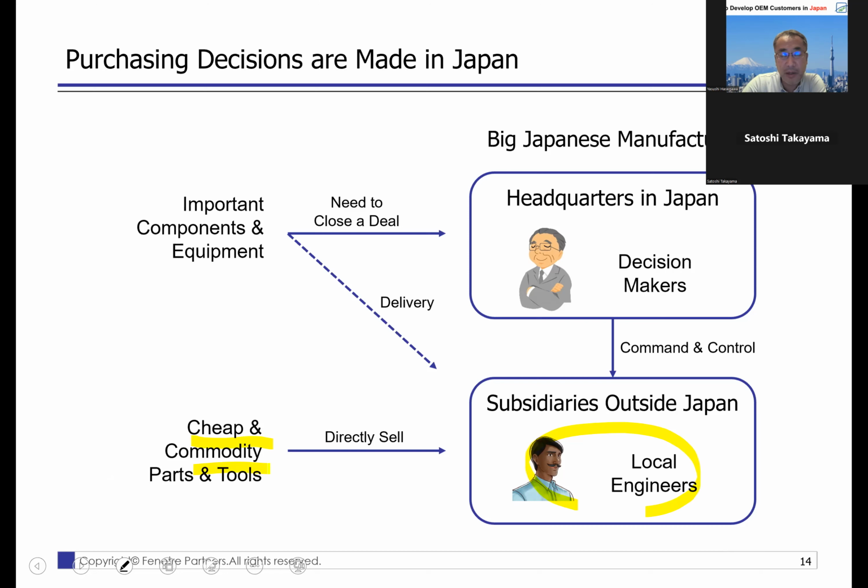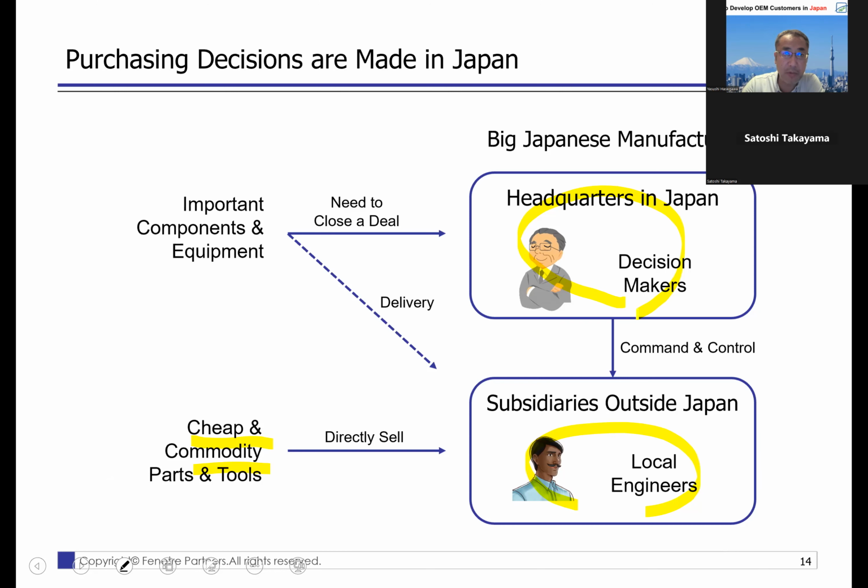So yeah, cheap one. However, for important components or equipment, headquarters are always the decision makers. For example, autonomous driving software for automotive, safety sensors, some NG filters for eco-friendly. Those important components are always chosen by key engineers in headquarters. That's why you need to do business development in Japan if you'd like to have Japanese customers all over the world.